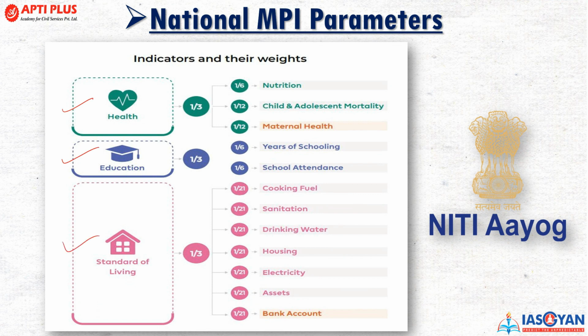Under health, there are three major parts: nutrition first, child and adolescent mortality, and maternal health. Now when it comes to education, there are two important components: years of schooling and school attendance. And last but not the least is the standard of living, which includes cooking fuel, sanitation, drinking water, housing, electricity, assets, and bank accounts, right? So these are the broader parameters which NITI Aayog takes into consideration to rate the states and rank them accordingly.